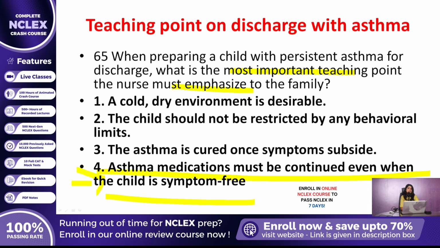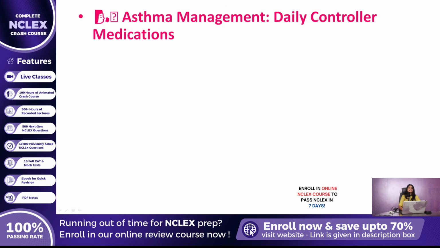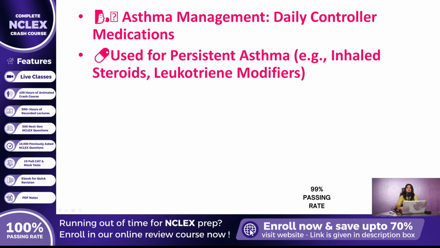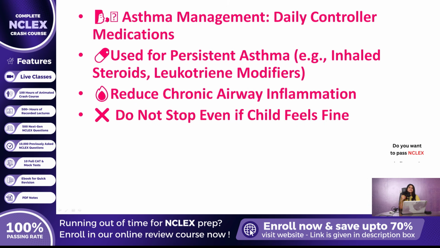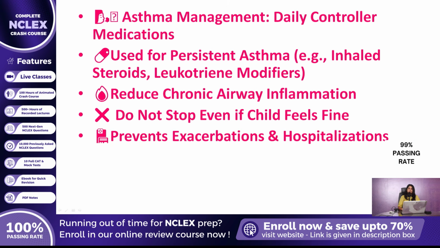This is a key teaching point in asthma management. Persistent asthma requires daily maintenance with controller medications, such as inhaled corticosteroids or leukotriene modifiers, to reduce chronic airway inflammation and prevent sudden exacerbations. Even if the child is feeling fine, stopping these medications can lead to poorly controlled symptoms and increased risk of hospitalization.